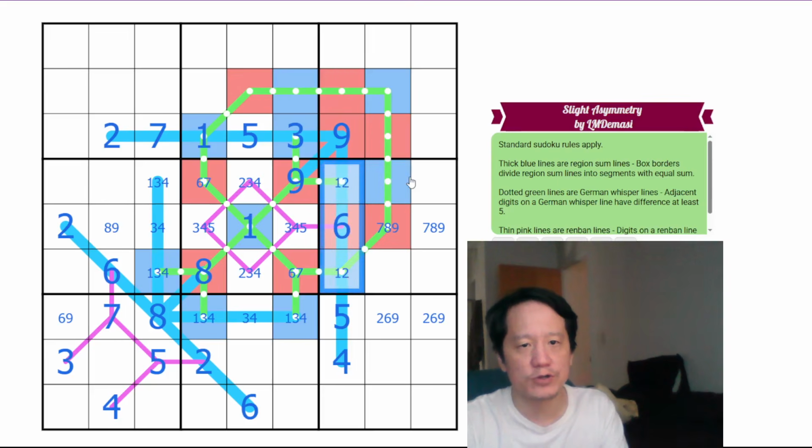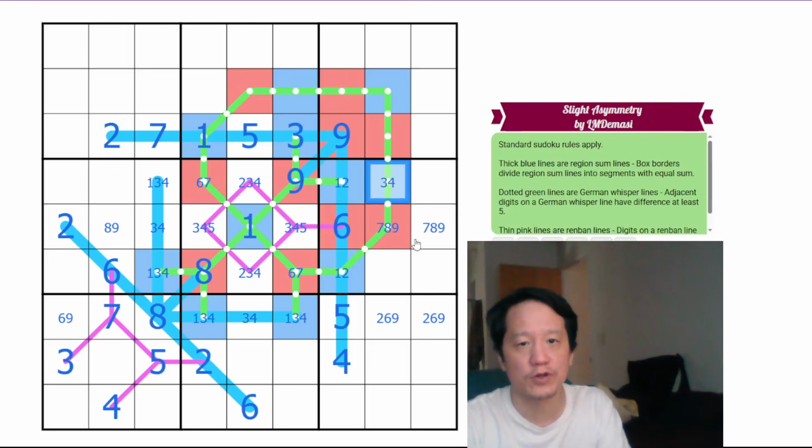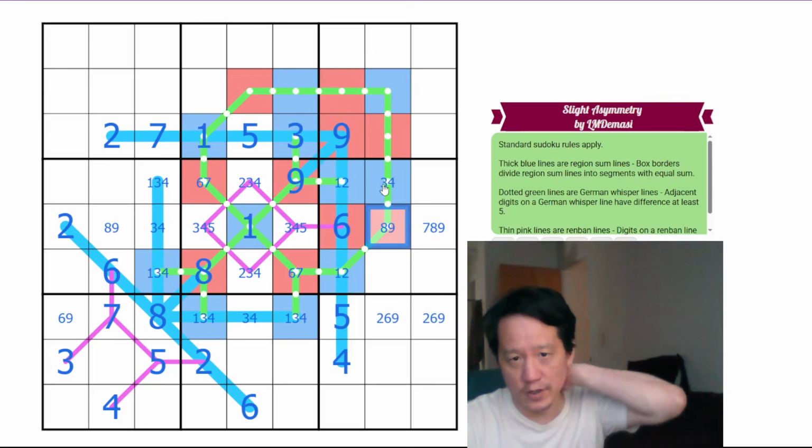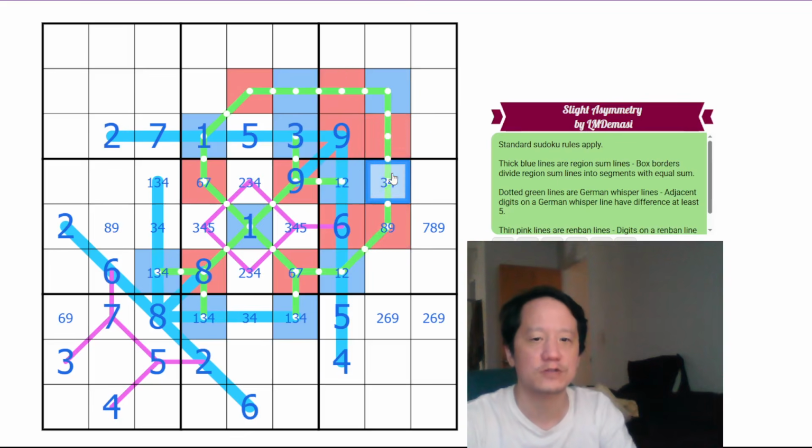This cannot be 1 or 2 because of the 1-2 pair in the box, so this has to be 3 or 4 here. 3 or 4 cannot be next to 7 on a Whisper 5 line, and it's next to 2 unique digits on the Whisper 5 line, so this can't be 4, which makes that 3.